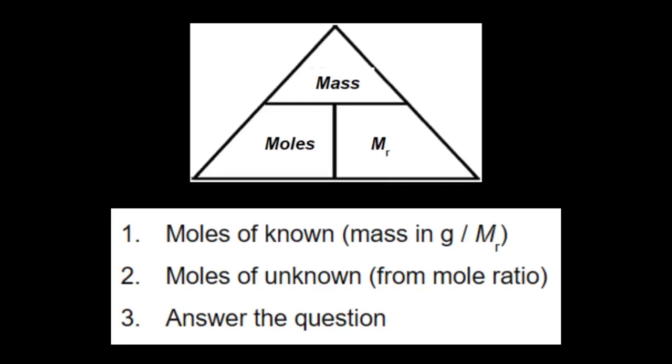We'll just finish with this summary slide. So we've got the mass moles MR triangle, which you've got to remember. Mass has got to be in grams. So the first thing you do is calculate the moles of the known chemical, mass in grams over MR. Use the mole ratio to get the moles of the unknown chemical, and then answer the question. Obviously this video is about reactant mass calculation, so all of the answers have been calculate the mass, but I've just varied the units that they're in just to mix it up a little bit.